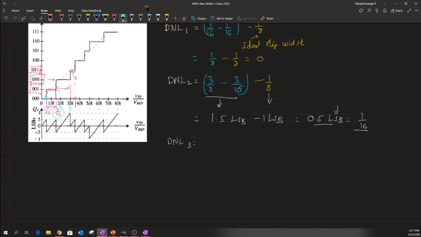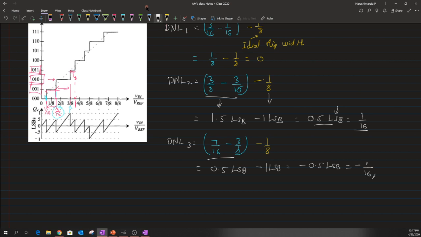So basically we end up having 7 by 16 minus 3 by 8, that is the actual width, minus the ideal width, which is always 1 by 8. Or you can just rewrite this entire quantity as 0.5 LSB minus 1 LSB, which gives minus 0.5 LSB, or in terms of value it can be written as minus 1 by 16. And similarly one can progress to the other values.